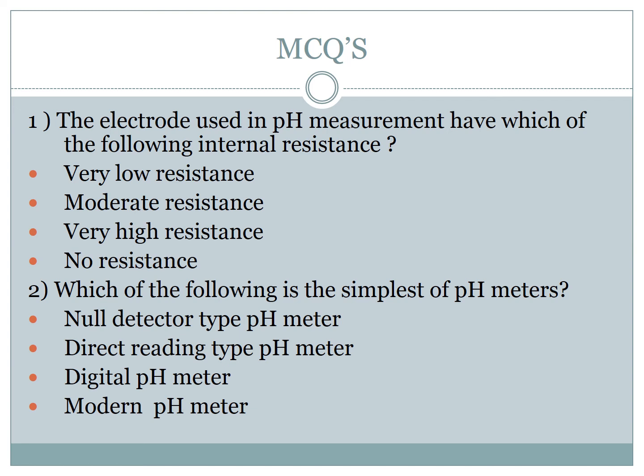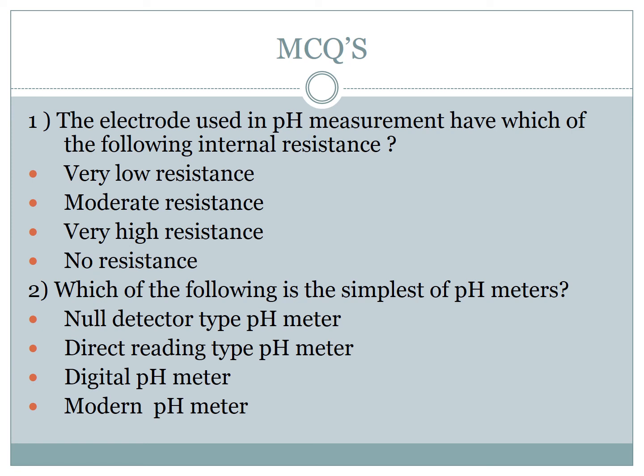First MCQ. An electrode used in a pH meter may have which of the following internal resistances? This is your homework. You need to find the answer. Very low resistance, moderate resistance, very high resistance, and no resistance.